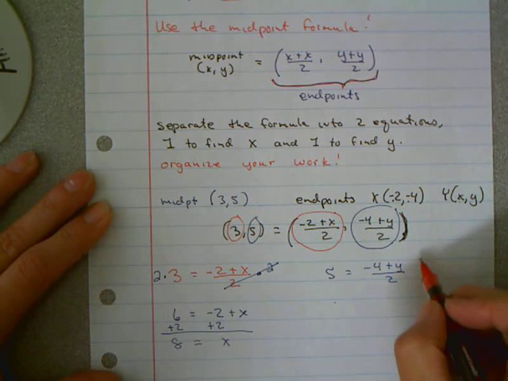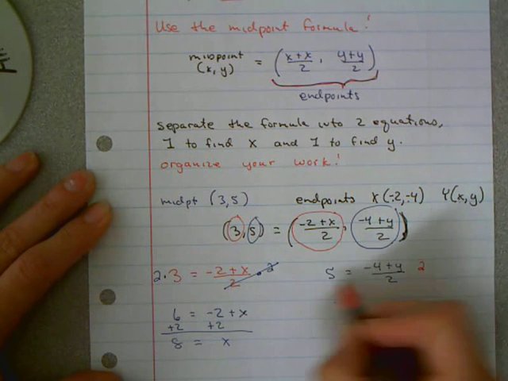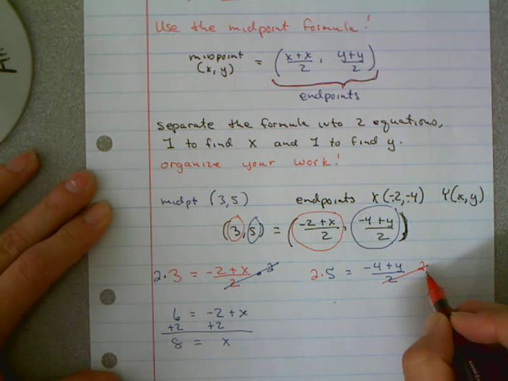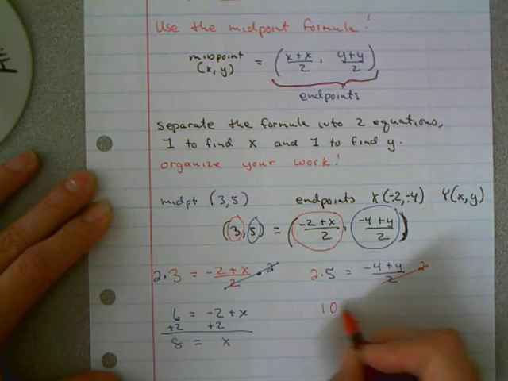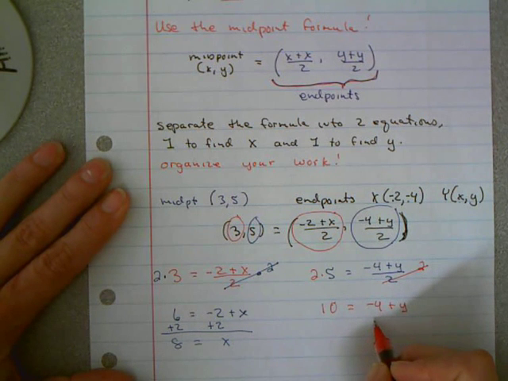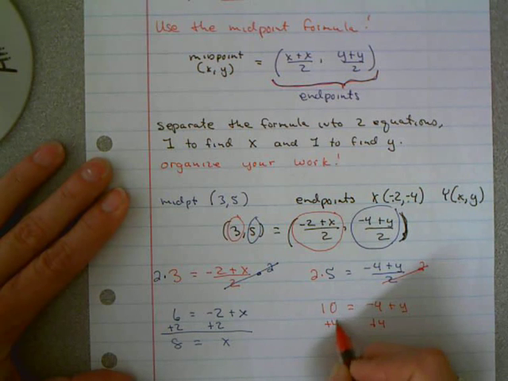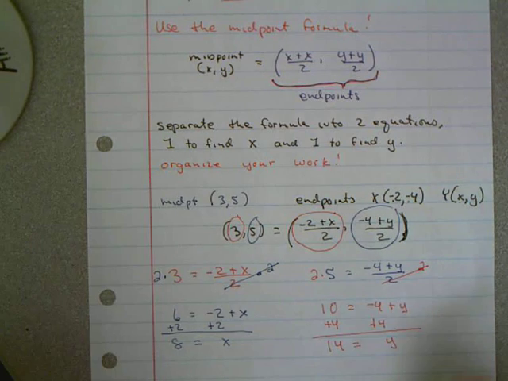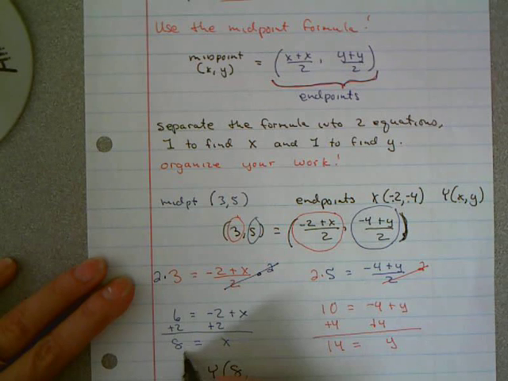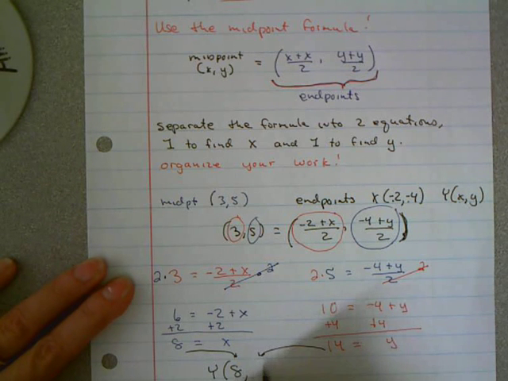Now over here, I do the same thing to unearth my y coordinate of the endpoint. I know the opposite of dividing by 2 is multiplying by 2. So I'm going to multiply both sides by 2. And multiplying and dividing by 2 will cancel out, and I'll end up with 10 equals -4 plus y. Now to get y alone, I simply add 4 to both sides and end up with 14 equals y. So that tells me that my endpoint Y has coordinates 8 from here, and 14 is my y coordinate.